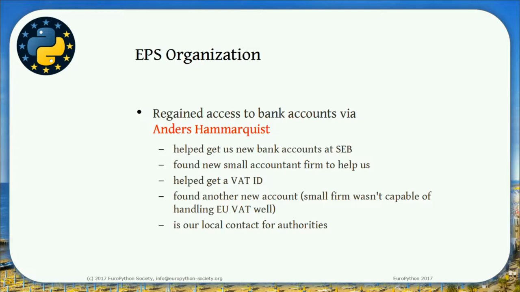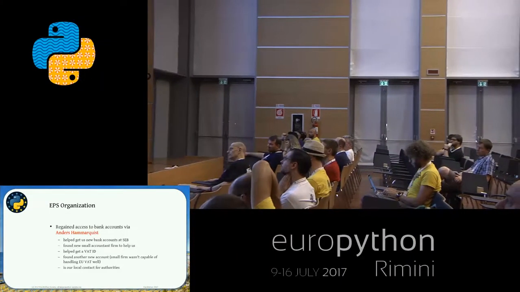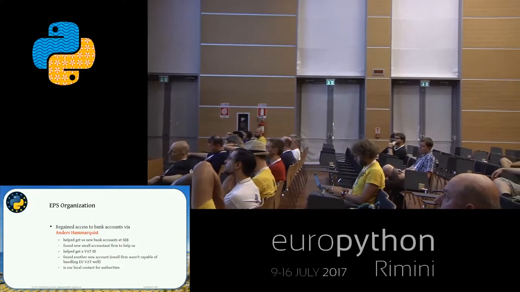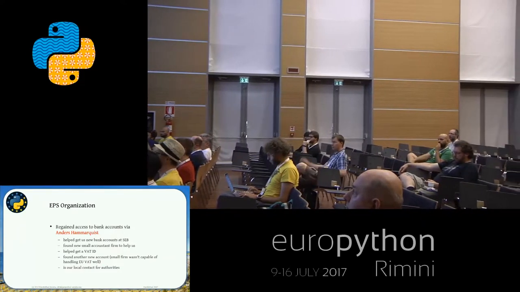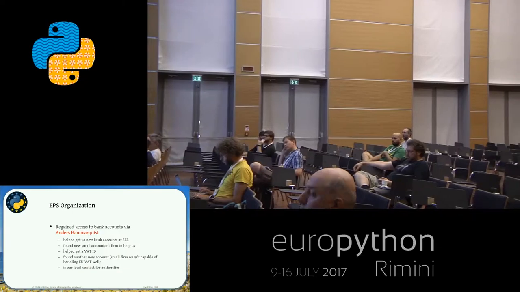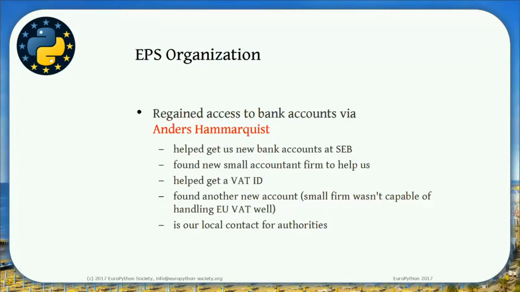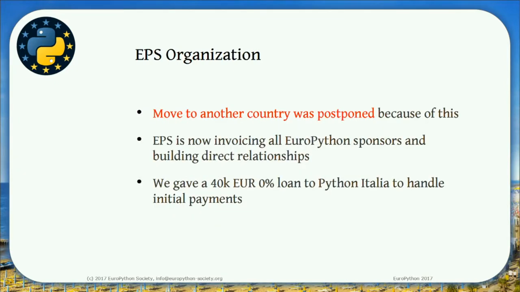He also helped us get the VAT ID. This was a bit of a mess before because we had already tried to get a VAT ID, and they basically declined giving us one. And usually if they decline once, it's hard to then actually get one afterwards. But he managed to do that, and so we now have a VAT ID, which makes it possible for us to, for example, invoice the sponsors directly. And that's what we've also done for EuroPython 2017. So all the sponsor money goes directly to the EPS. So this is very good news.